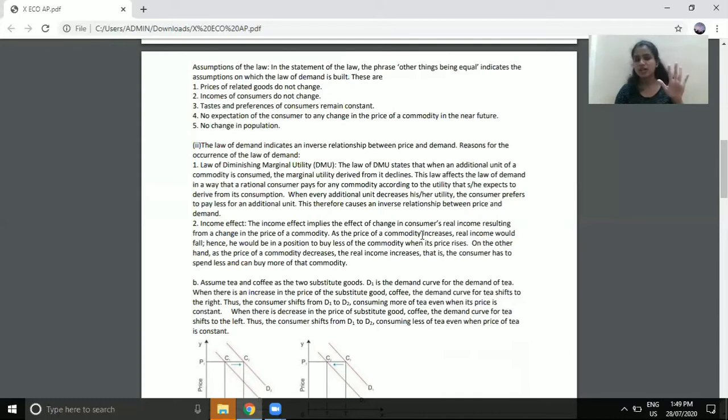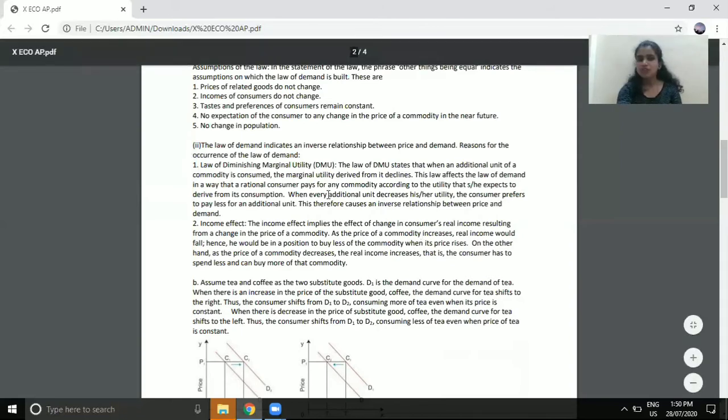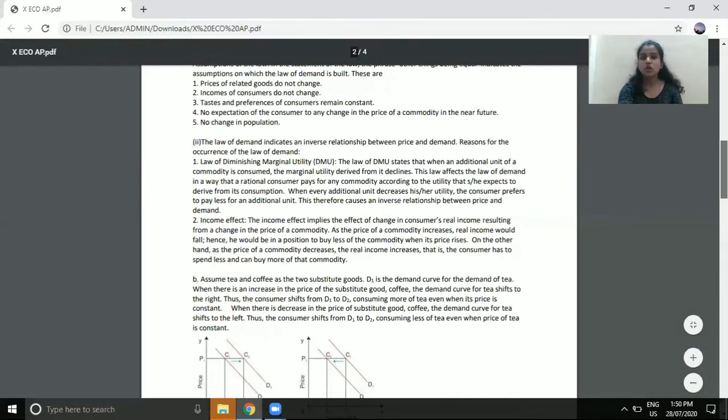This is a 5-mark answer, right? So you will write 3 points, but make sure you do not restrict the explanation to just two or three sentences, but write considerable explanation, and you can write it in your own words, right? So the 3 points are law of diminishing marginal utility, income effect, and substitution effect. You write all the 3 points along with explanation.